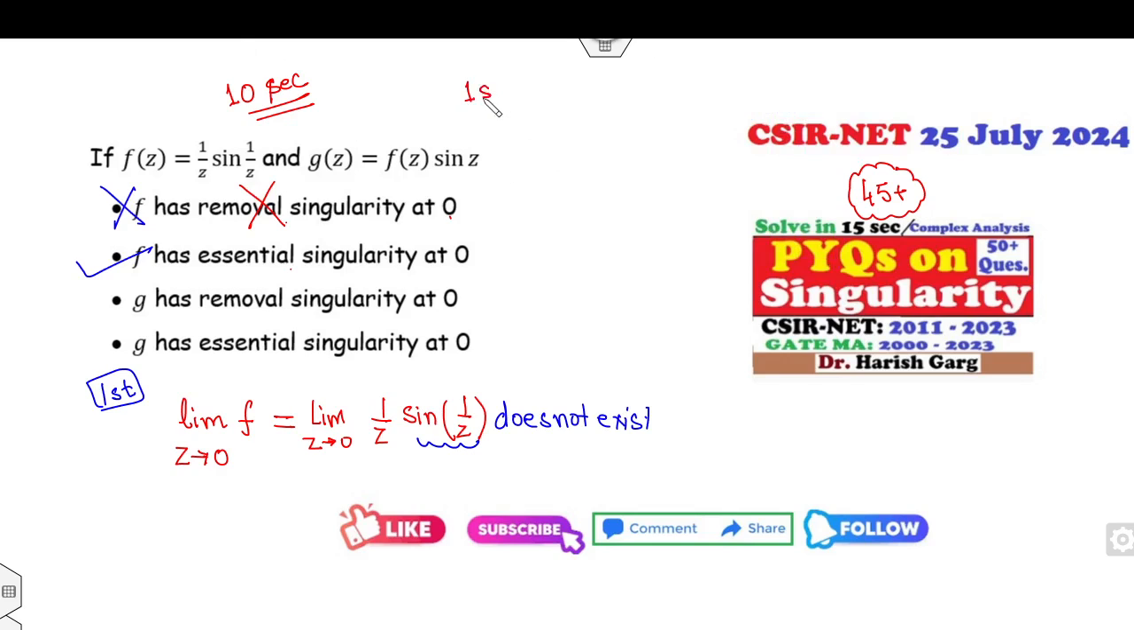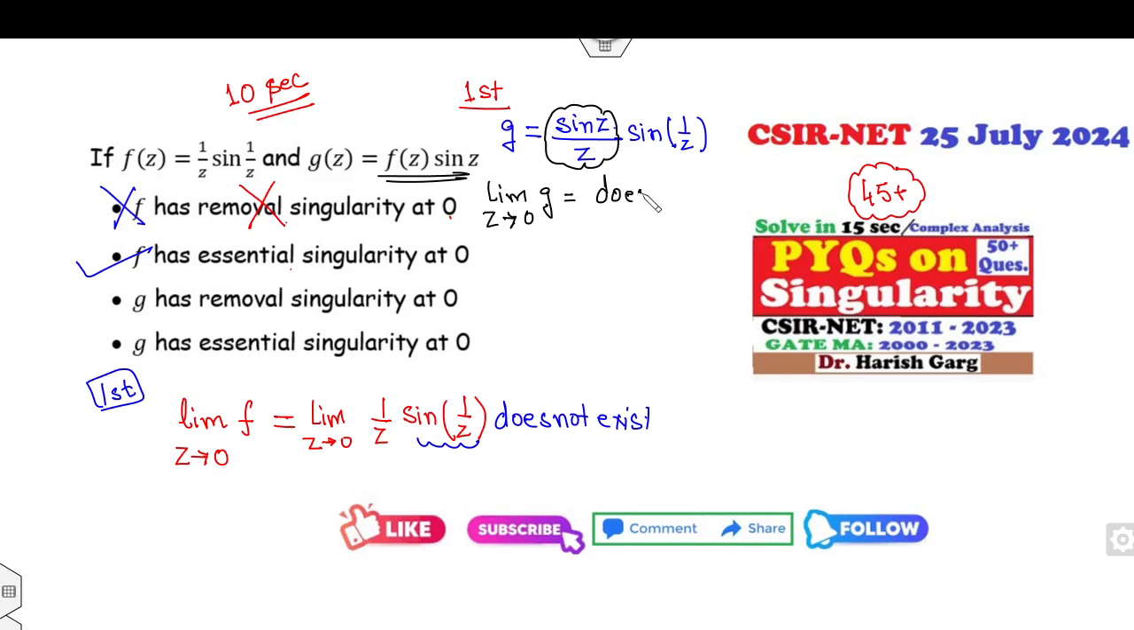Again, there are two methods. Firstly, I can use the first method. What is g? It is f(z) into sin z over z, this is my sine z. Fine, I can substitute the value of f. Again, you can find the limit as z approaches 0. So clearly this limit will be 1 and this limit does not exist. Once the limit does not exist, then clearly it is not removable, it is only essential. So B and D are the right answers.